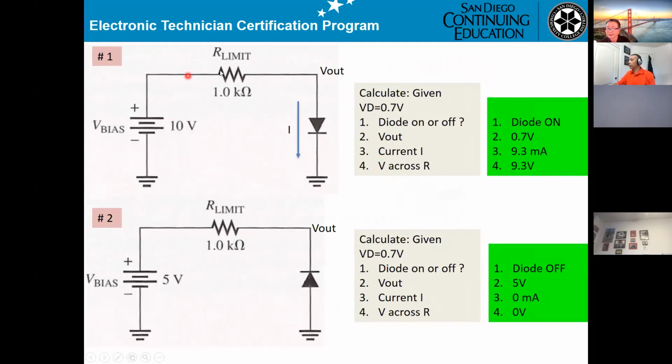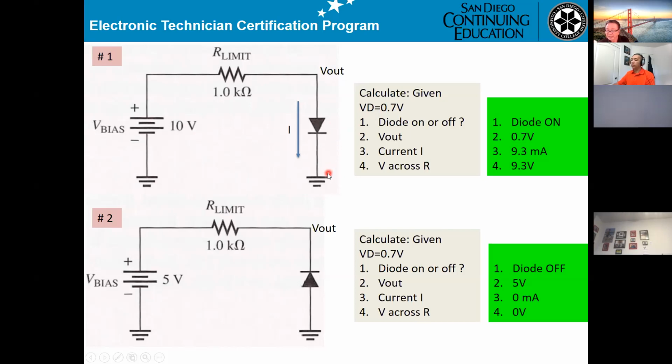Okay? So for this circuitry here, basically they are using the diode with VD 0.7. Okay? So the question is, is the diode on or off?